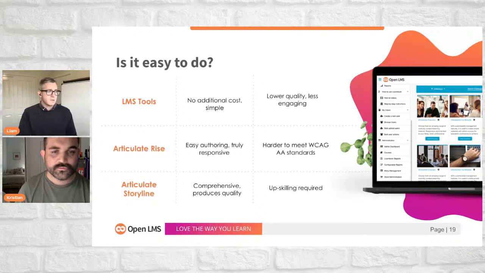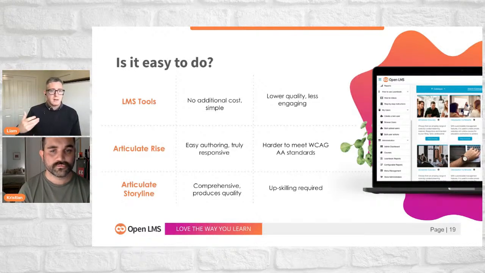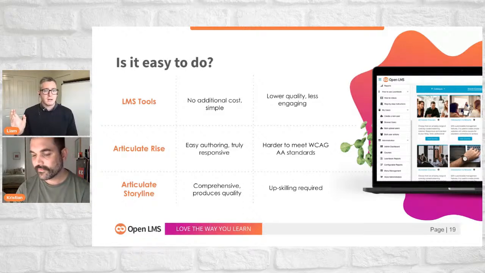With Articulate Rise, it's, as Christian said, very easy to author with. It's truly responsive for mobile devices. So you can get your content in there really, really quickly. The challenge is if you wanted to make it accessible, and we just went past Accessibility Week last week, to meet those AA web content accessibility guideline standards, it's much harder to do in Rise.